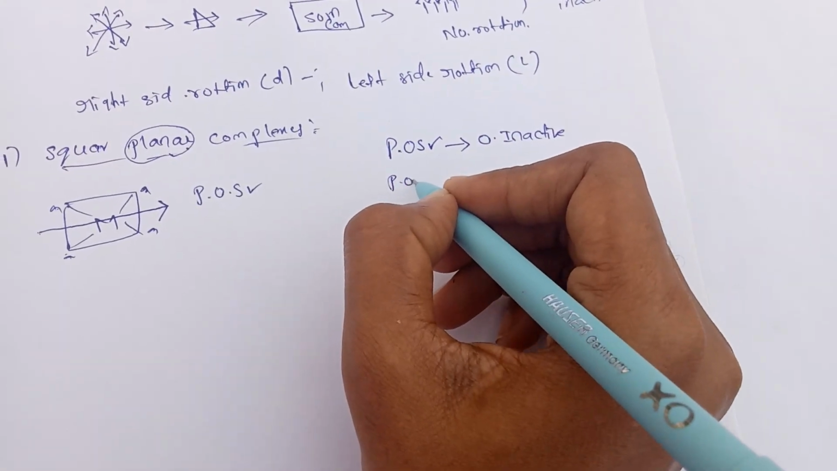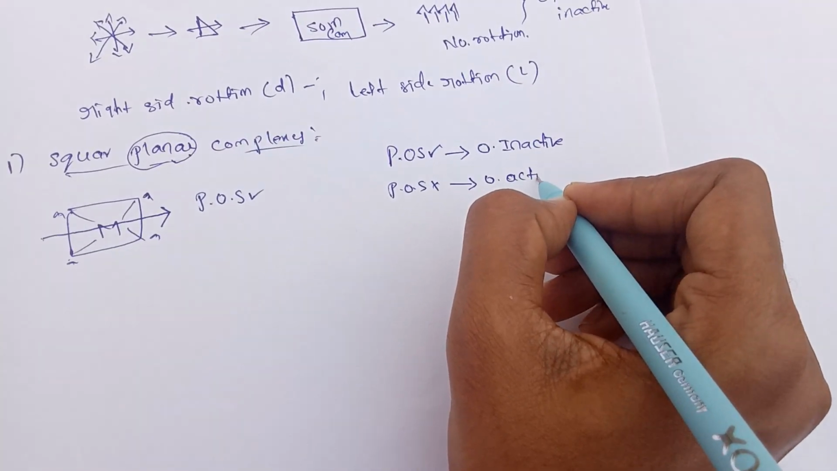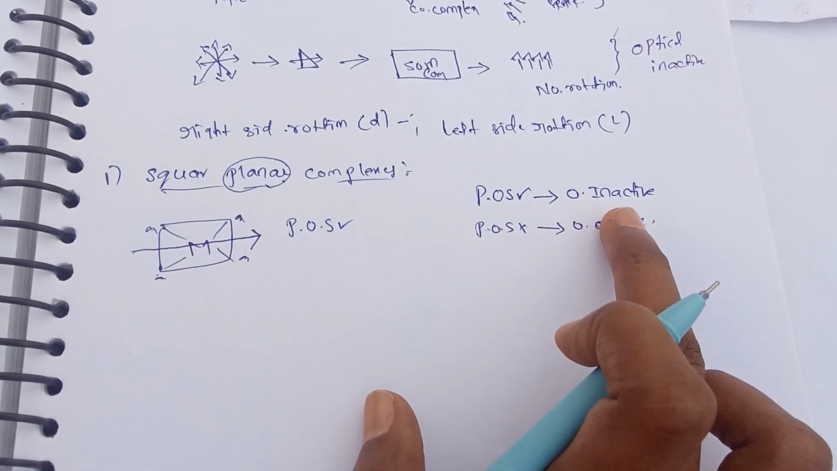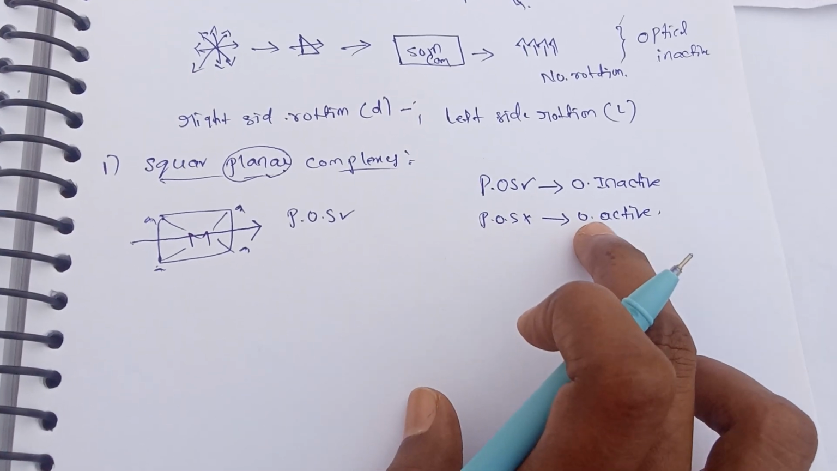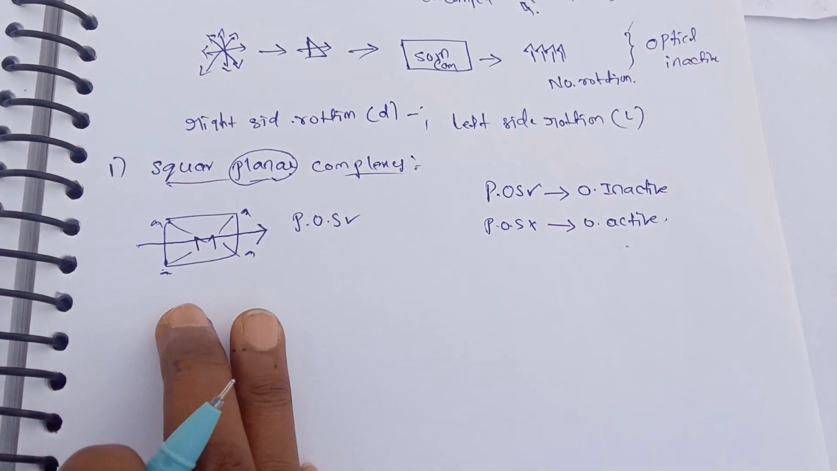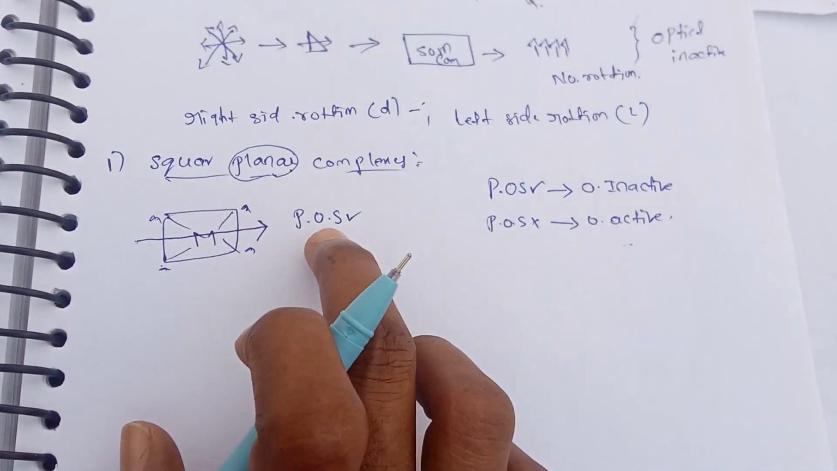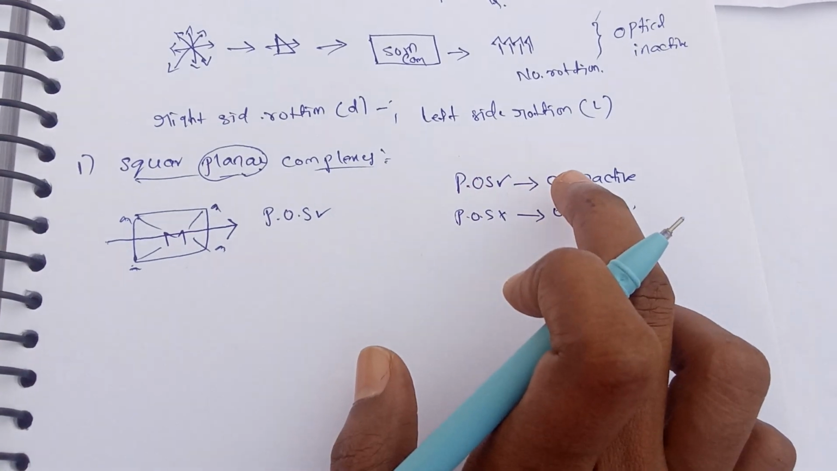When the plane of symmetry is not present, that is optically active. When the plane of symmetry is present, that is optically inactive. Coming to square planar complexes, in these square planar complexes, the plane of symmetry is present. When the plane of symmetry is present, it is optically inactive.